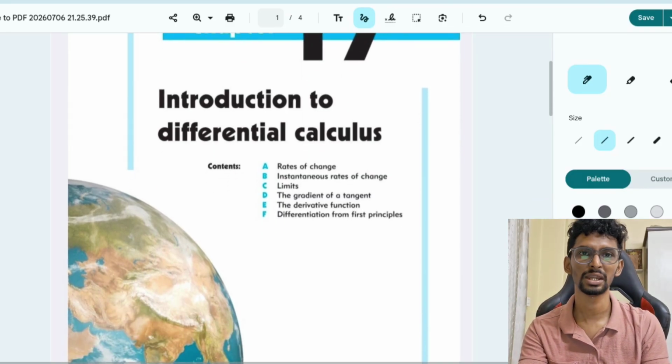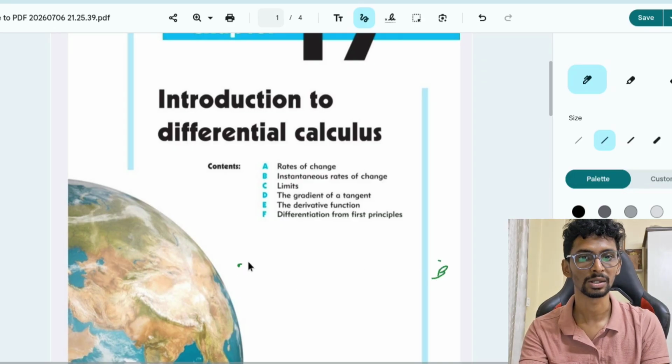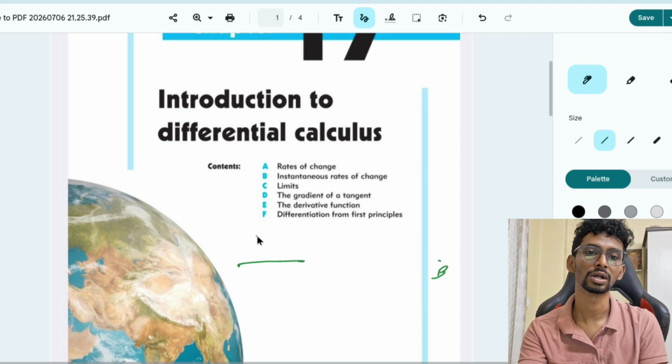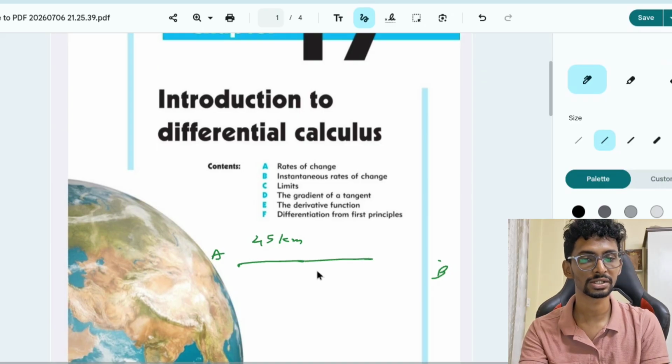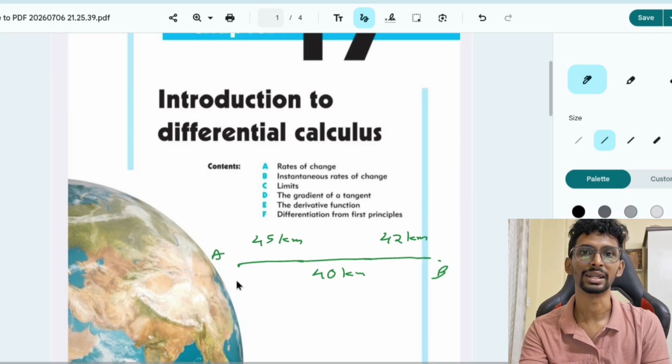Let me explain you one example. Suppose you're traveling from point A to point B. Suppose in the first 1 hour you cover 45 kilometers. In the next 1 hour you cover a distance of 40 kilometers. And in the next 1 hour you cover a distance of 42 kilometers. Now what is the rate? How is it changing? That we learn in this chapter.